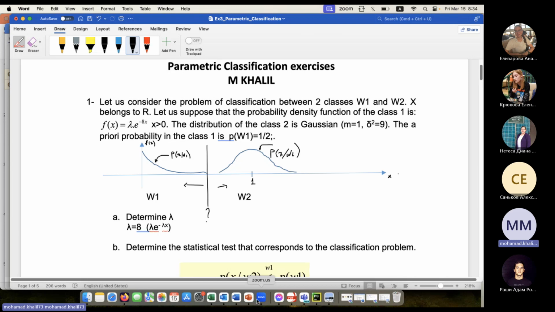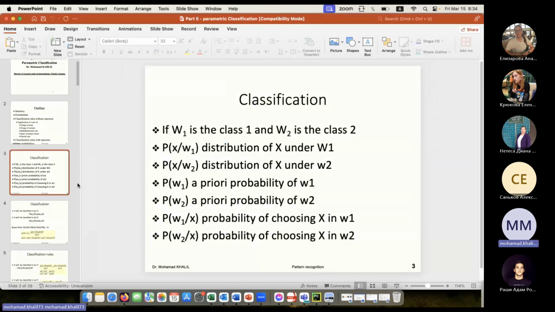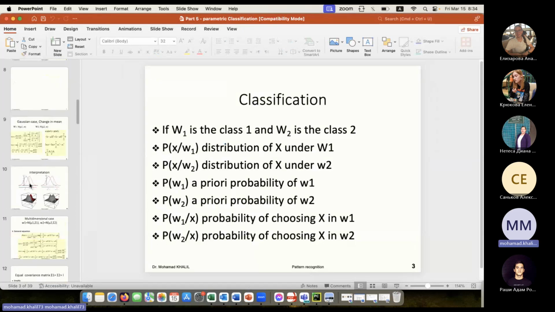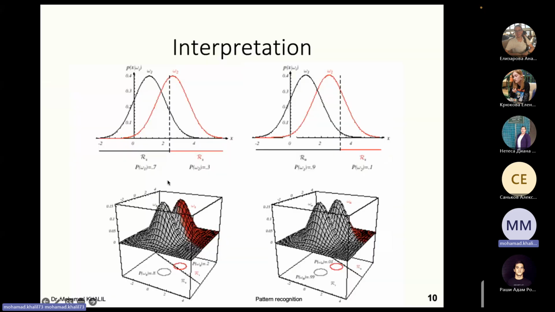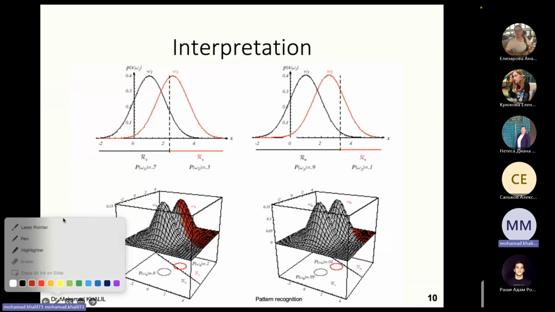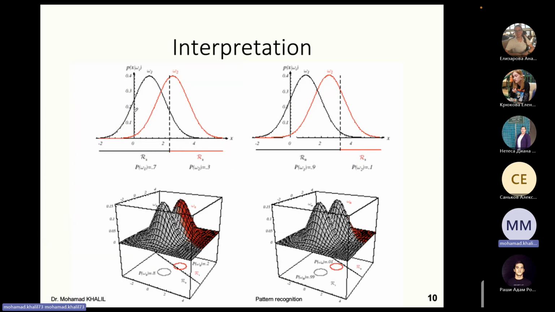Remember, in the class we have seen the case when both are Gaussian. But here we don't have both Gaussian. Here one is Gaussian and the second one is exponential. We have one exponential and one Gaussian. So what is the best threshold? This is what we are looking for.